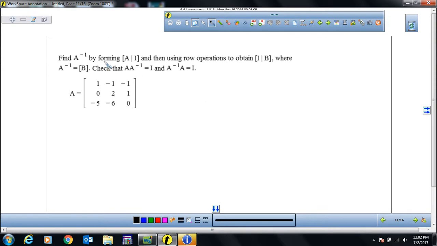Now, this one is a 3 by 3, so we're going to find the inverse of this matrix by forming A equals identity and then using row operations to obtain identity equals B, where A inverse is going to be my matrix B, which is whatever I get on the right side. Okay, and then you can check it again by multiplying and then making sure that it equals the identity. So this is what the first step of the process for finding the inverse of a 3 by 3 is going to be. So we're going to write the matrix.